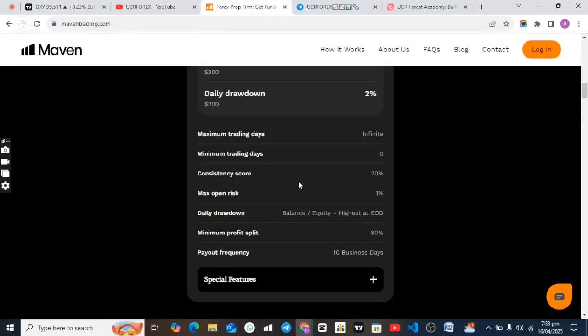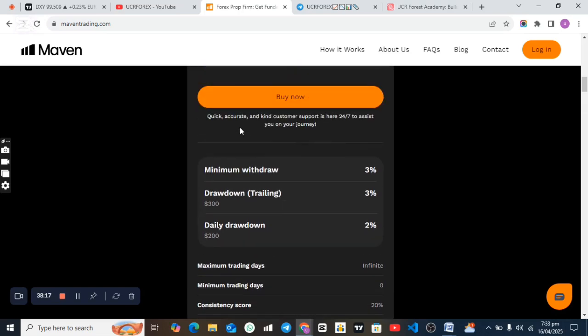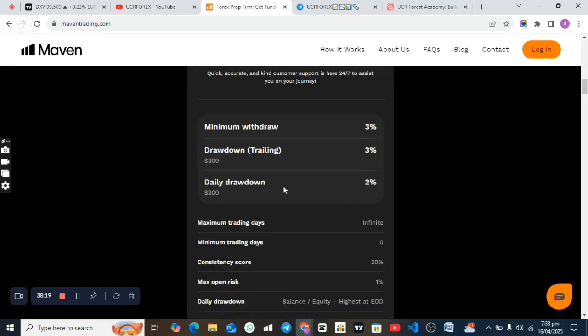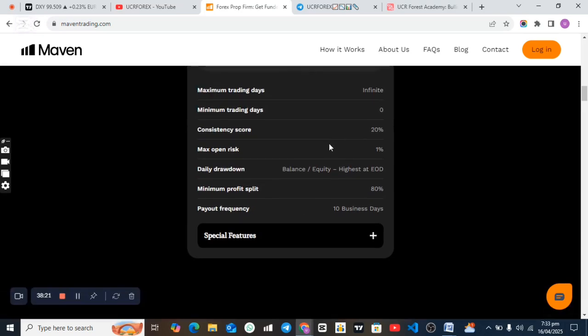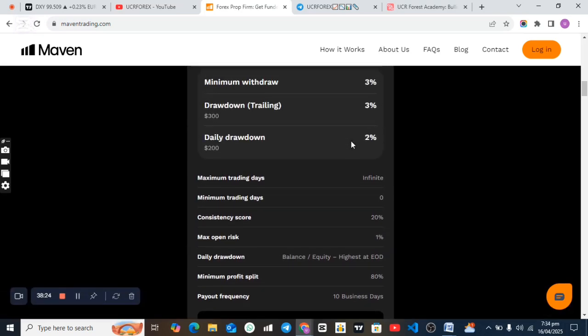So as you can see, the instant live account has its own rule. You need to understand that they also give you a maximum open risk of 1%. So what is the 1% of the particular account? As you can see, they are not expecting you to lose more than 100 USD on a single trade. Don't try it.